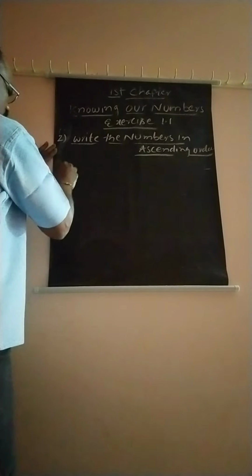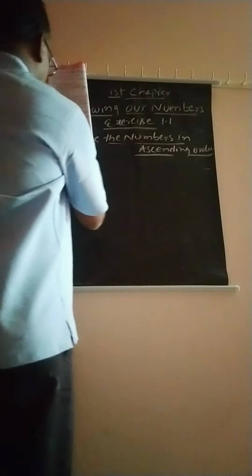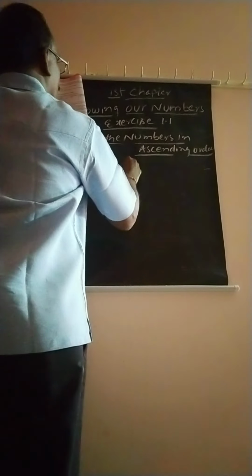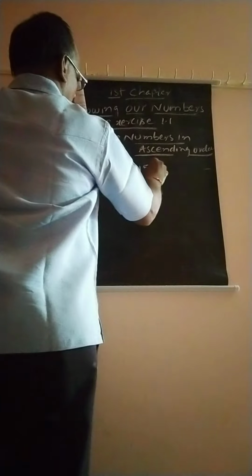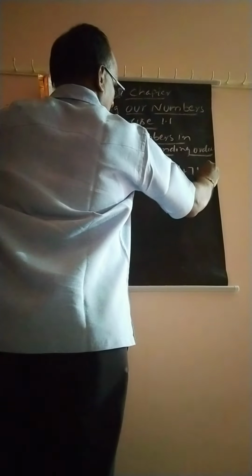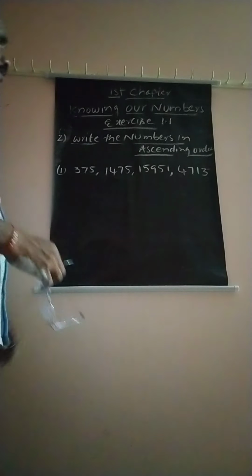So how can you write it in ascending order? I'll give you one problem first. The first problem is 375, 1475, 15951, 4713. These are the 4 numbers given. You want to write all these 4 numbers in ascending order. What does ascending order mean? Ascending order means you write the numbers from small to big.